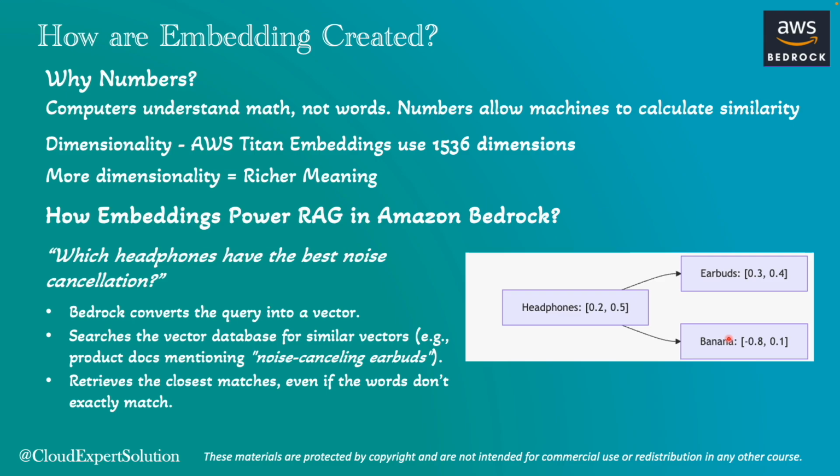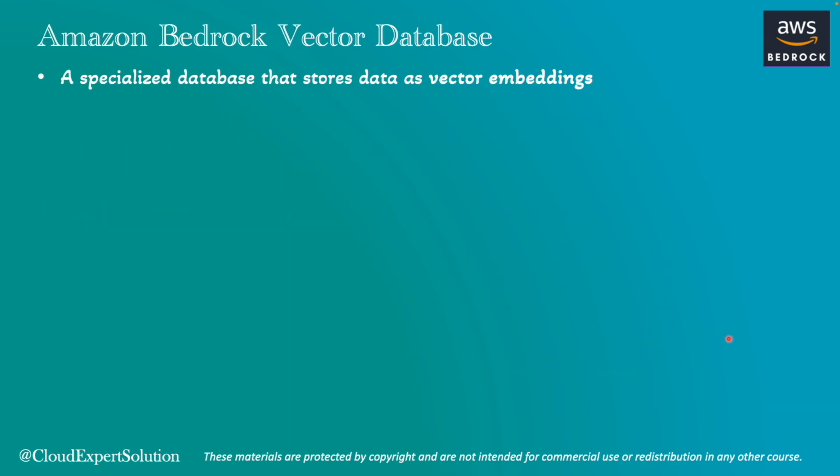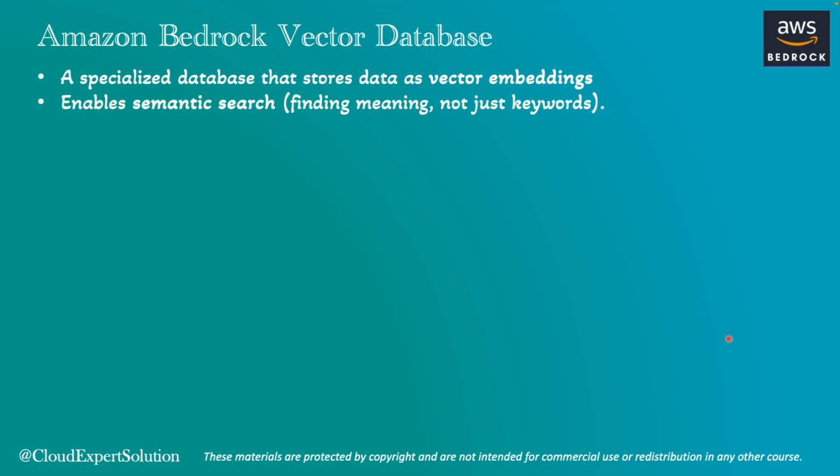So far we have used the terms vector and vector database multiple times. Now you must be asking, what is a vector database and how does an Amazon vector database work? A vector database is a specialized database that stores data as vector embeddings, which are nothing but numeric representations of text, image, etc. It enables semantic search, that is finding matches, not just keywords.